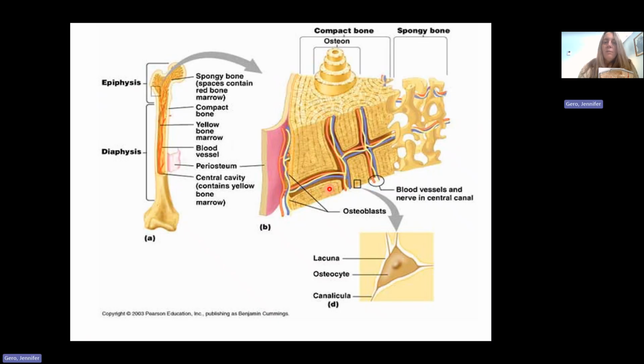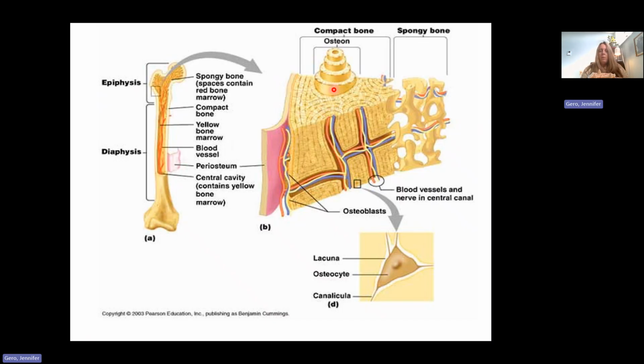Just showing another picture. So here is the compact bone out here, organized in osteons. This would be towards the medullary cavity, the inside of the bone. This is trabeculae. This is showing one of these right here. So it's an osteon. And the fibers of the lamellae are actually going to run in opposite directions. So they're going to run this way, and then this way, and then this way.